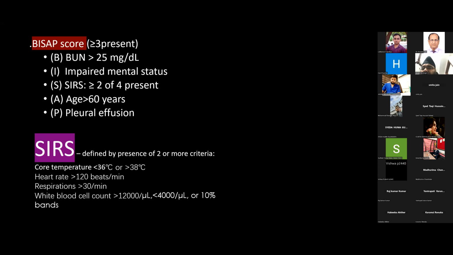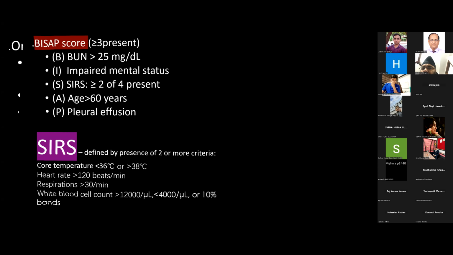And in BISHOP, coming to A, it is age more than 60 years, and P for pleural effusion. Out of these 5 factors, if more than 3 factors are present, then it is considered as acute severe pancreatitis.